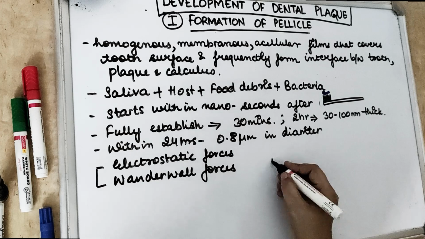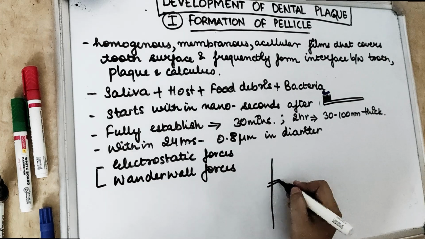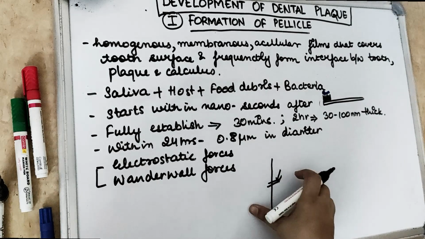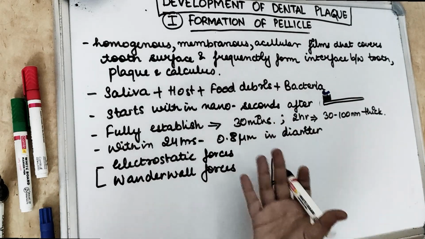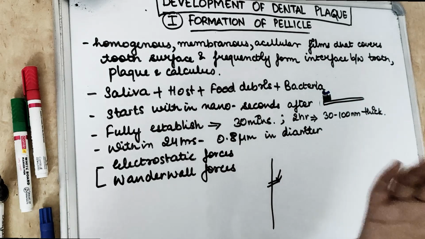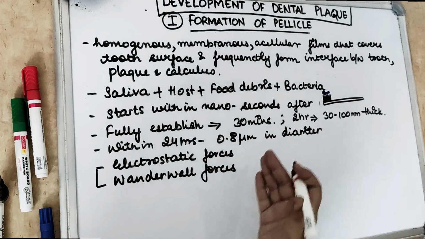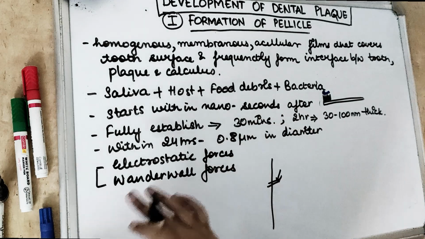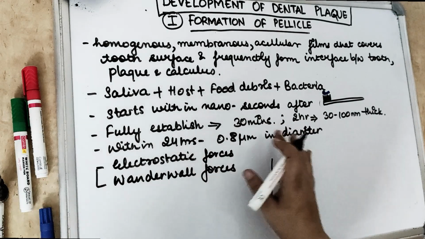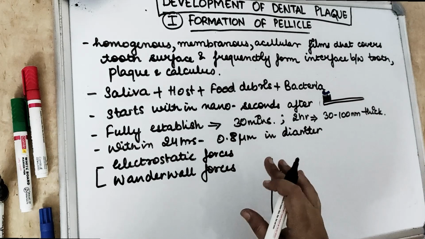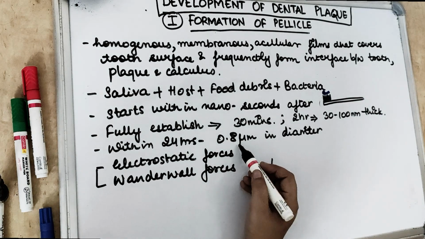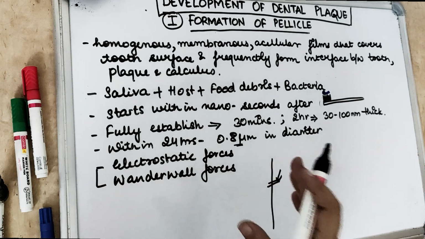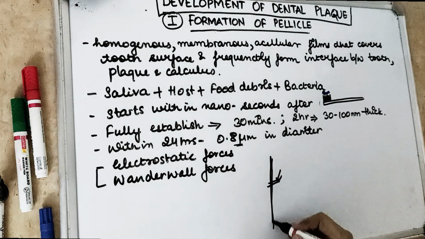So basically it is just the connection between the tooth and the plaque. These are the pellicles. These pellicles are formed either from the saliva of the host, or the food debris, or the bacteria, and the fully established pellicle is formed within 30 minutes. So within half an hour a fully established pellicle is formed, and within 2 hours it is 0.8 micrometer in diameter, and there is a thin layer which is attached onto the surface of the tooth.